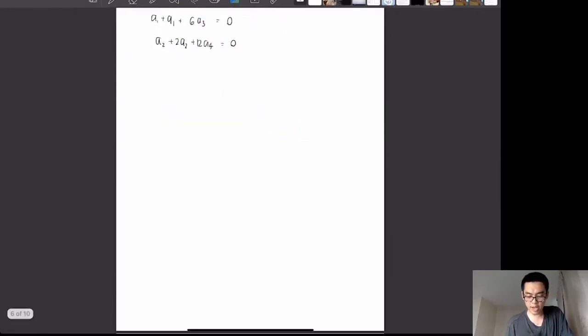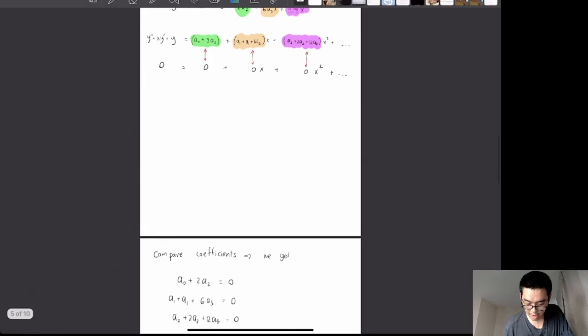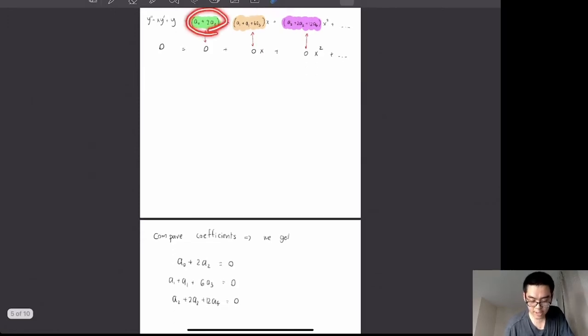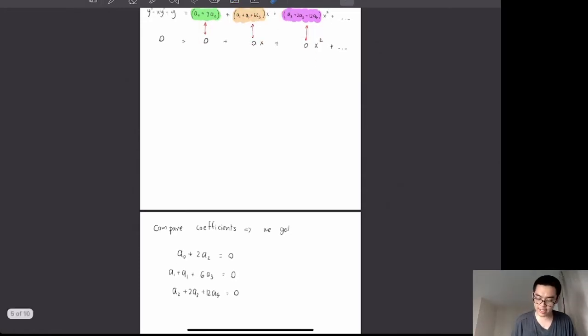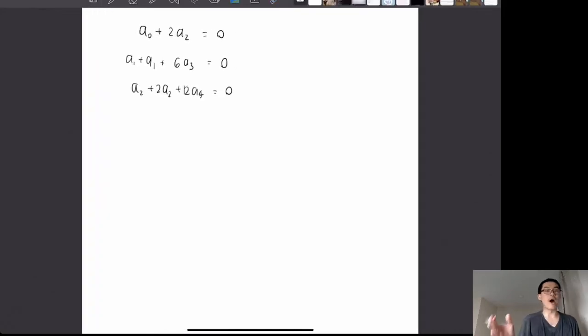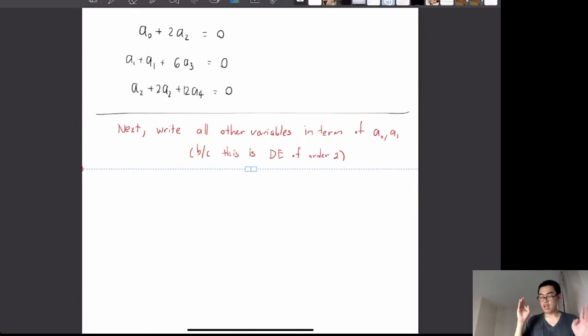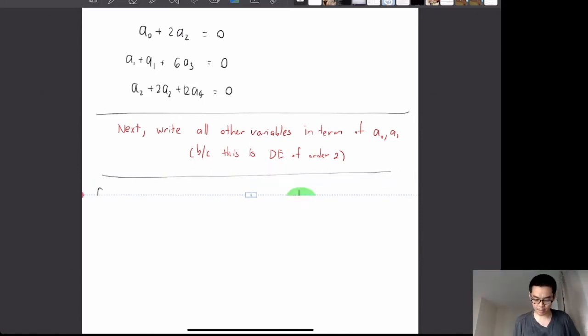This might look scary, but this is nothing. You just set the first one equal to 0, the second one equal to 0, and the third one equal to 0. Then what you do after this is go one by one and ask what the condition on each one is. Remember, this is a differential equation of order 2, so we are allowed to have 2 constants. In general, you can pick the constants that you like, but in this case we're going to let them be a0 and a1.